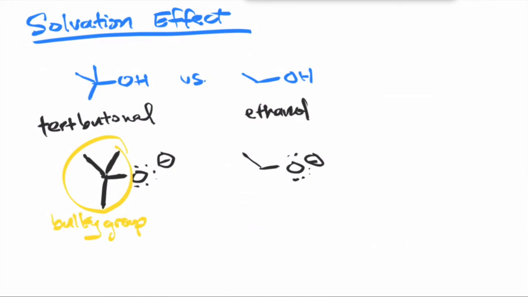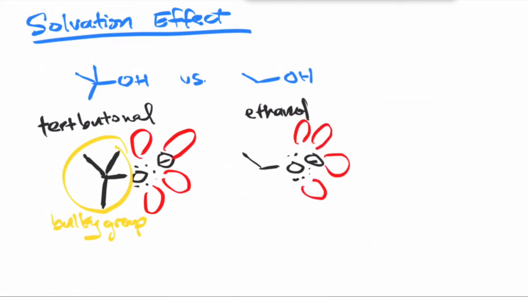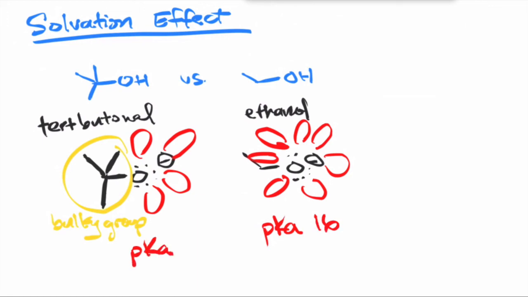In the tert-butanol, you can have space for maybe up to a few until you get blocked by that tert-butyl group. Whereas when you have more space around, you now have more space for solvents to come in and stabilize that negative charge. This effect is quite remarkable, giving the pKa of ethanol to be around 16, whereas the pKa of the tert-butanol to be 18, right? It's less stabilized because of that bulky group.